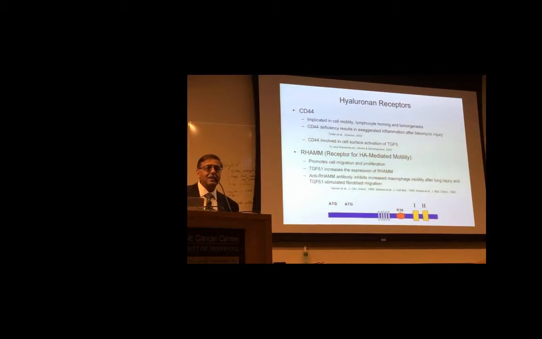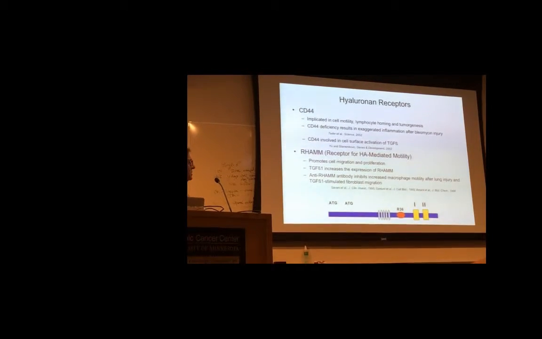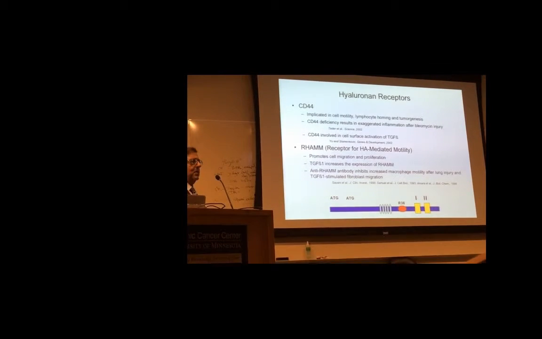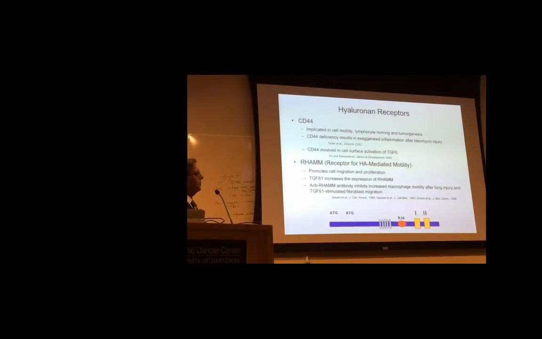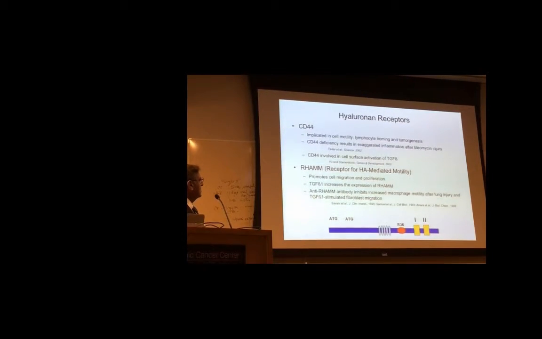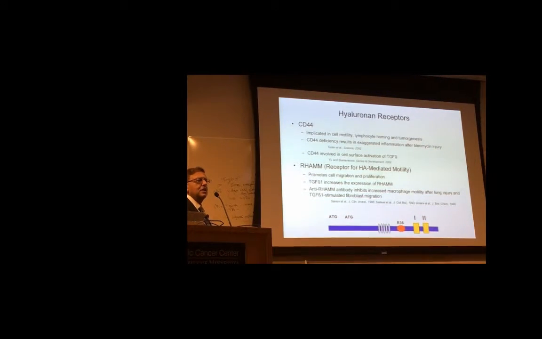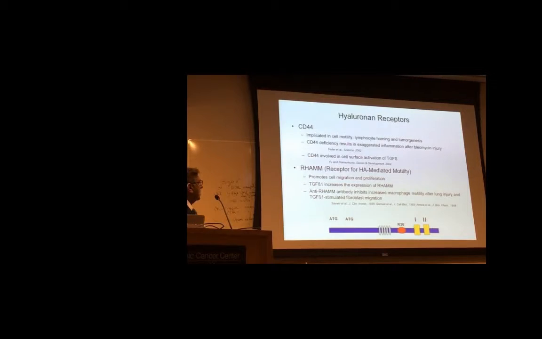HA is the ligand, so it must be interacting with receptors to mediate cell behavior that controls this process. So the two receptors that we've been interested in are CD44, which is the transmembrane type 1 receptor, and RHAMM, which is receptor for HA-mediated motility. In reviewing all the previous data on CD44, it's been implicated in cell motility, lymphocyte homing, that was how it was first described, and in tumorigenesis.